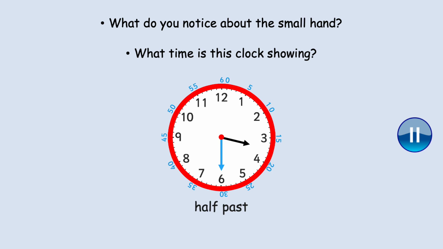What do you notice about the small hand? The small hand is halfway between the 3 and the 4. So what time is this clock showing? The big hand is at half past. The small hand has gone past the 3 but hasn't got to the 4. So it is half past 3.